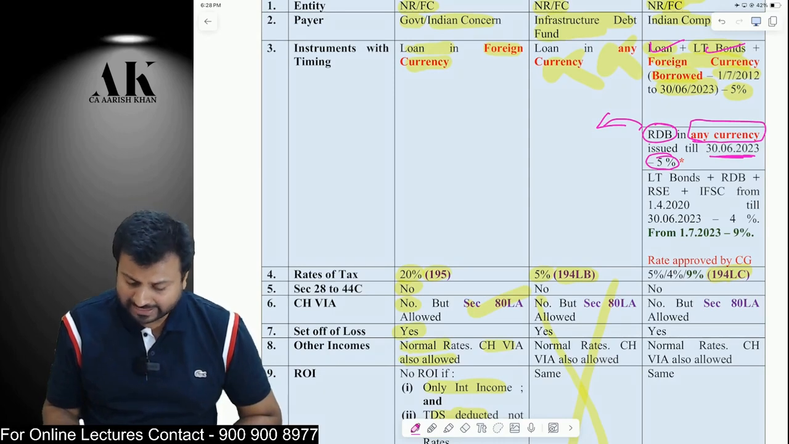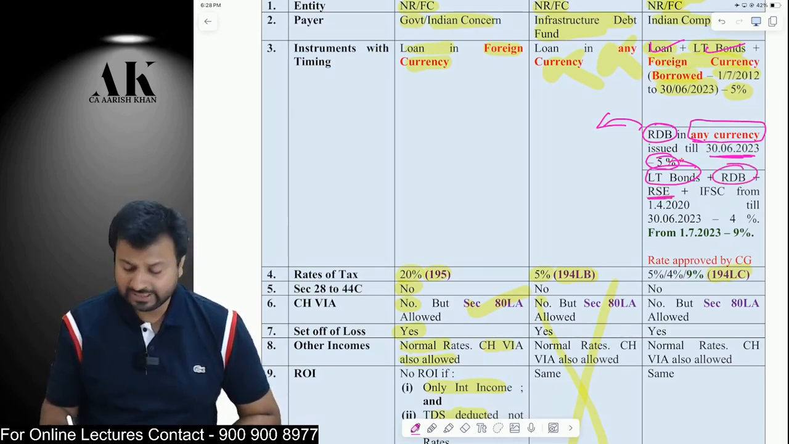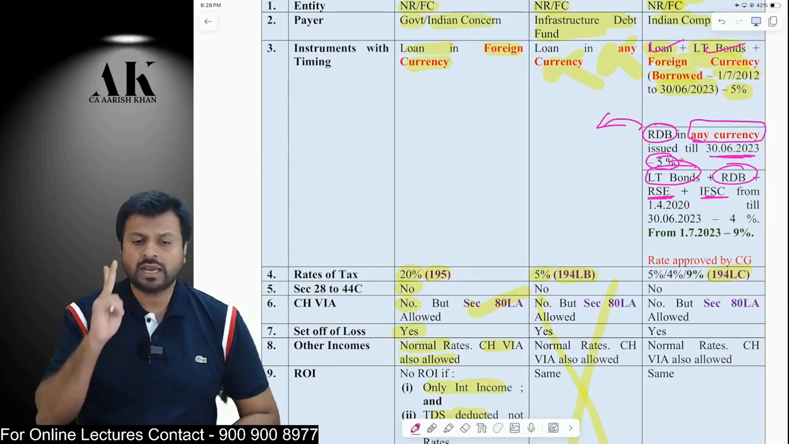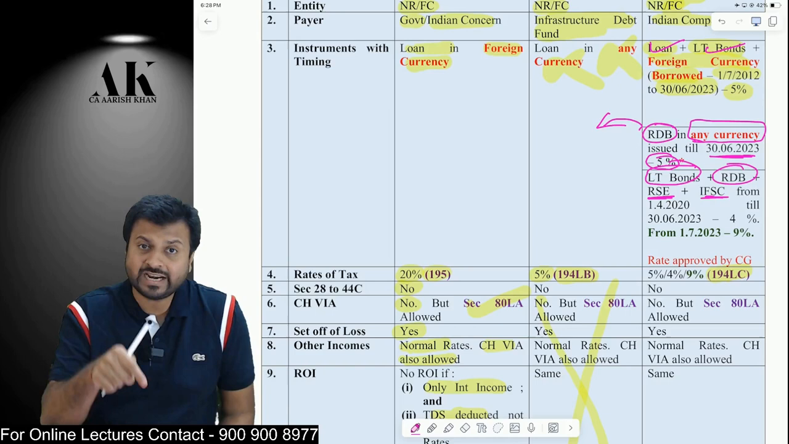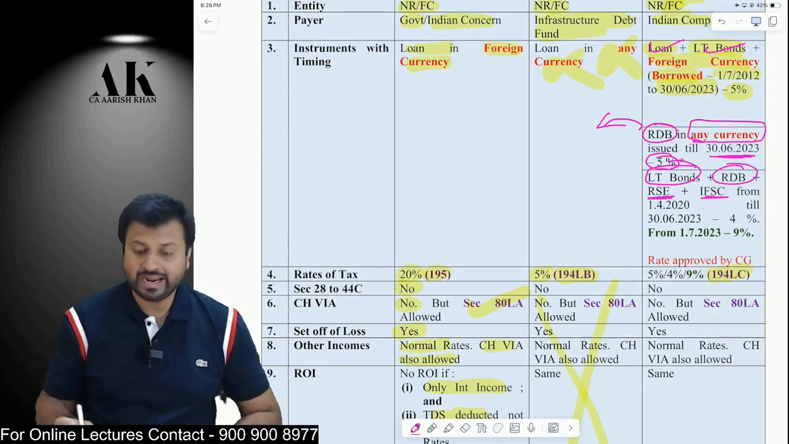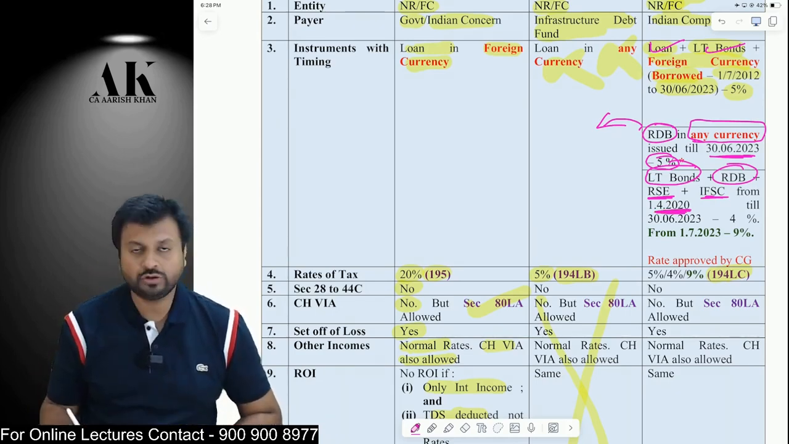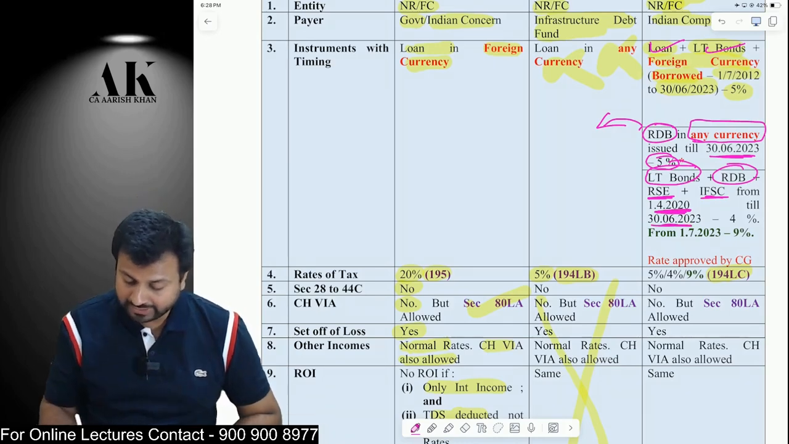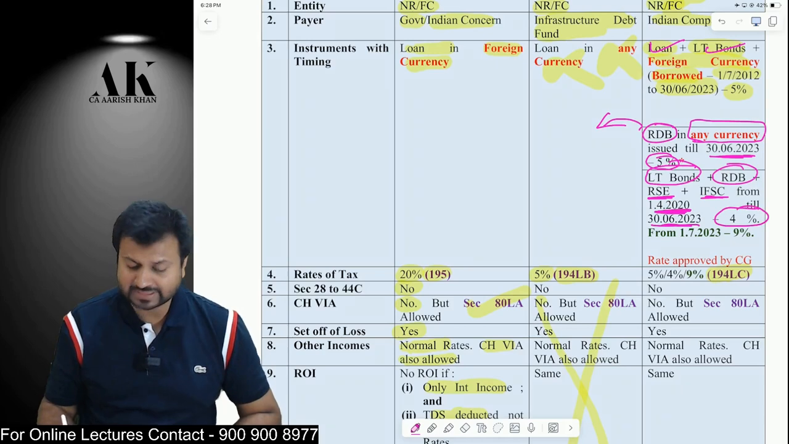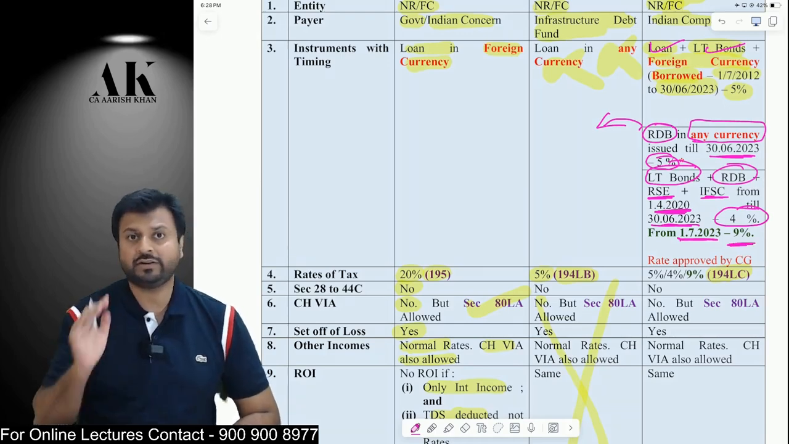When a non-resident buys a long-term bond or a rupee denominated bond of an Indian company which is listed in a recognized stock exchange in IFSC, and if it is issued between 1/4/2020 to 30th June 2023, then it is 4%, and if it is issued after 30th June 2023, that is from 1st July 2023, then it is 9%. You have to be very careful with that.